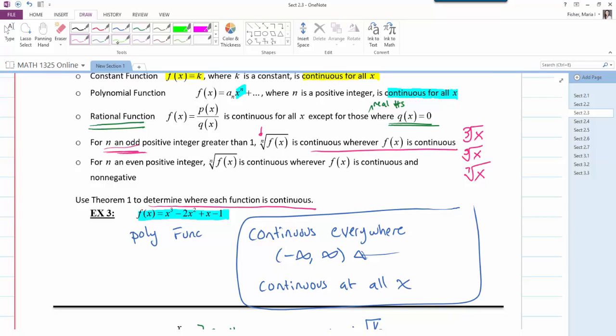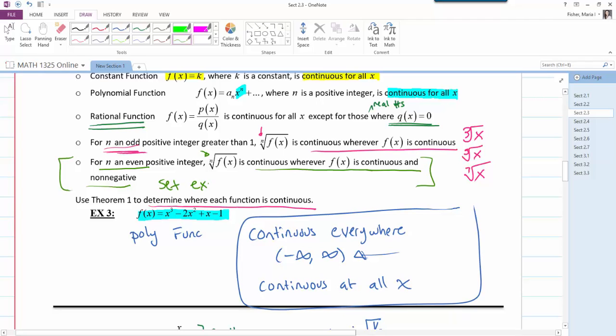If you have an even root, if n is an even positive number, so you have the square root, the fourth root, the sixth root, the eighth root, etc., it's continuous wherever f of x is continuous and non-negative. So the way that we deal with these types of functions is we're going to set the expression under the radical greater than or equal to 0 and solve for x.